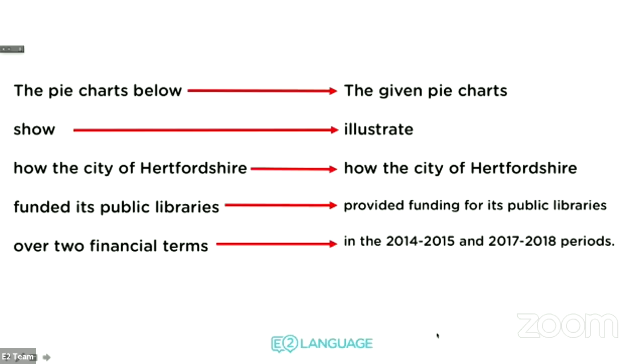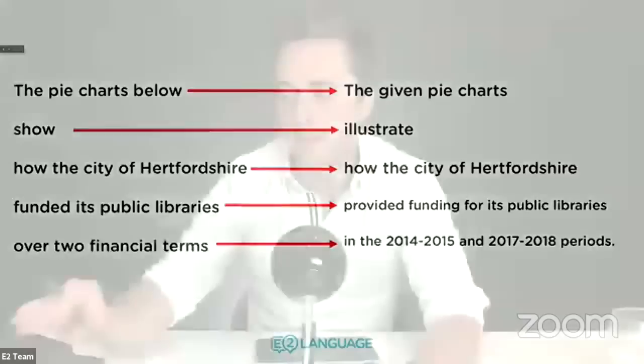I broke it down into its constituent parts. So where it says the pie charts below, I wrote the given pie charts. Where it says show, I wrote illustrate. Where it says how the city of Hertfordshire, I wrote how the city of Hertfordshire. Why? Because sometimes there isn't another way to write it, and you have to make sure that you say the exact same thing. So sometimes there won't be a synonym. Sometimes there won't be a paraphrase to do it. Sometimes you have to steal the phrase directly from that description.